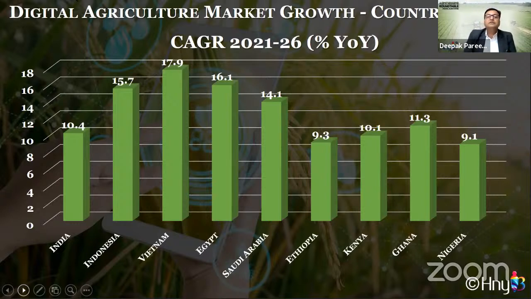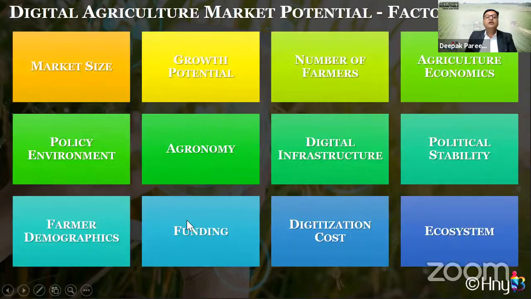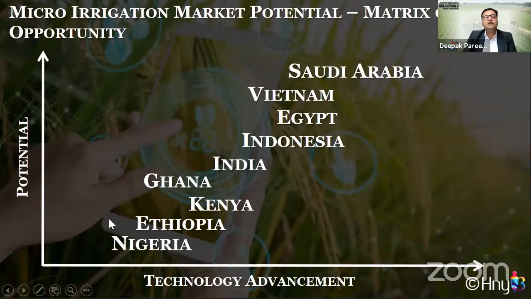In Africa, the highest growth you can see would be in Ghana, followed by Kenya, Ethiopia, and then Nigeria. We have also tried to identify the key parameters to judge the potential of a specific market. So we generally go by market size, growth potential, number of farmers, agriculture economics, policy environment, agronomy, digital infrastructure, political stability, farmer demographics, funding, digitization cost, and ecosystem. Based on those parameters, we have identified which countries any agtech company should be focusing on. That's the idea. So this is the map of opportunity for digital agriculture solutions.